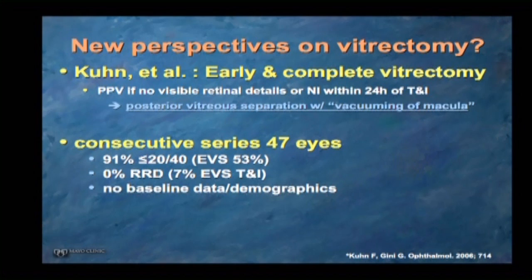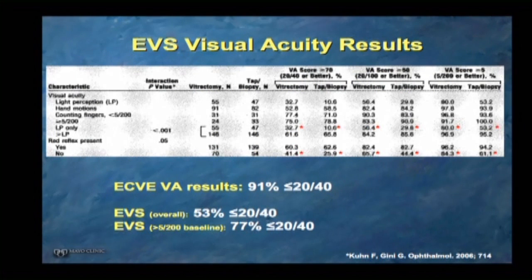It might have been the 48th eye, but even then, that's still a pretty low rate. So when you compare that to the EVS results, even if you look at the patients with the best vision in the EVS, they still only had 75, 78% better than 20/40. When you look down at the patients who didn't have a red reflex in the EVS, it was only 0.05, but there was an improvement in these patients with vitrectomy over tap and inject.